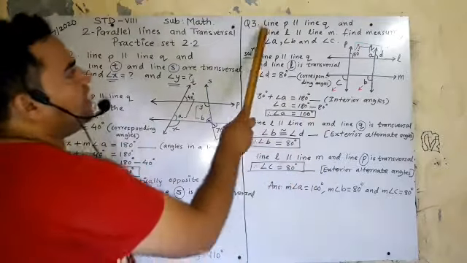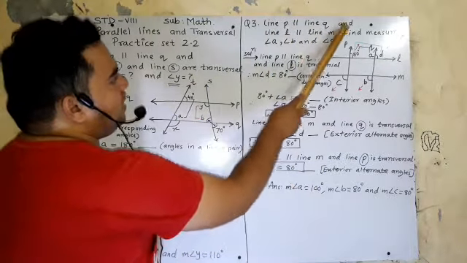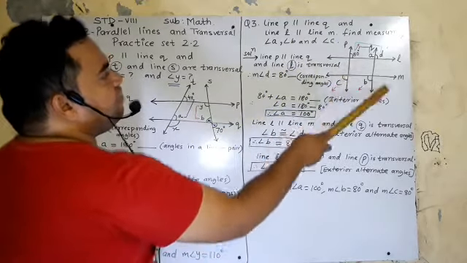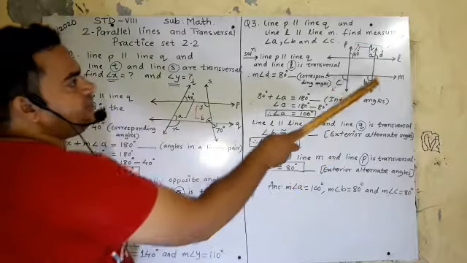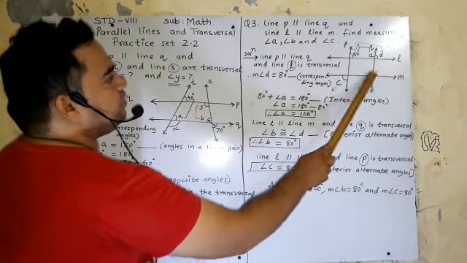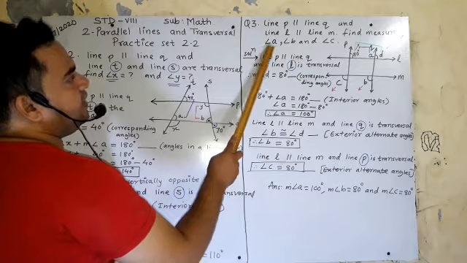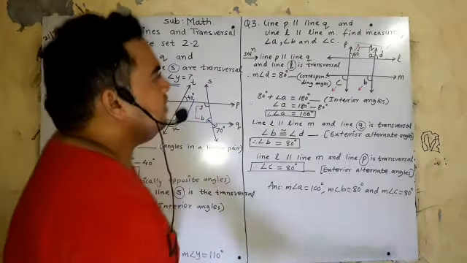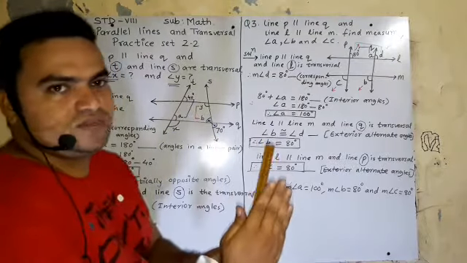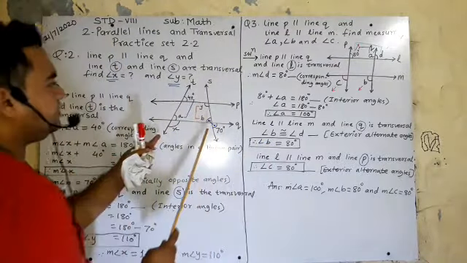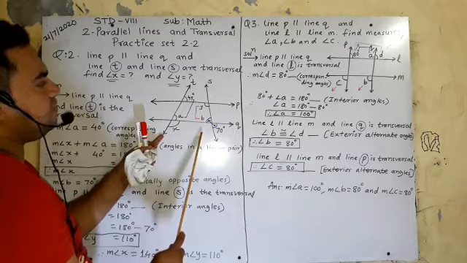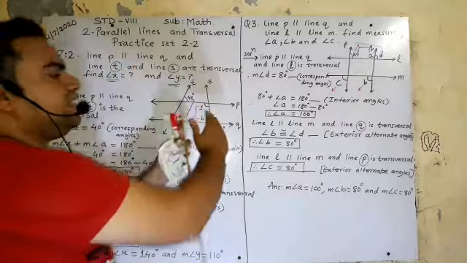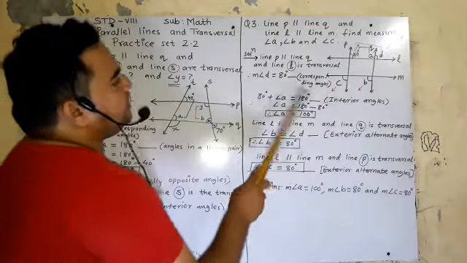So students, line P is parallel to line Q and line L is also parallel to line M, means there are 4 lines. So 2 lines are parallel to each other. These 2 lines are parallel to each other. Find measures of angle A, angle B and angle C. We have to find 3 angles. So we have to take one transversal. Keep in your mind, whenever 2 transversals like this come, we have to focus on one transversal first, then the second transversal.